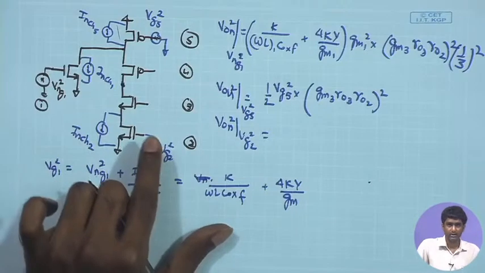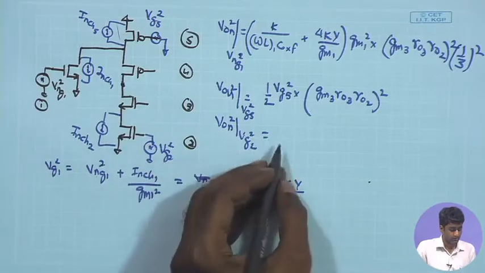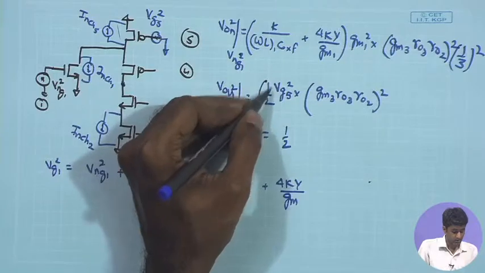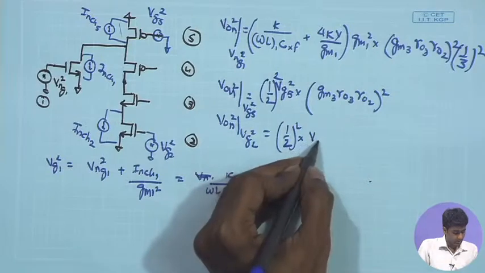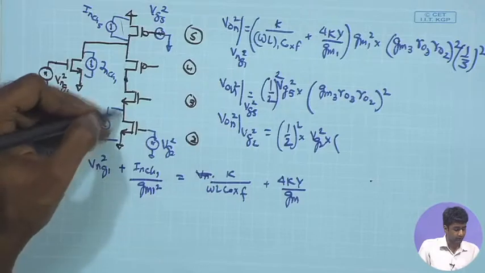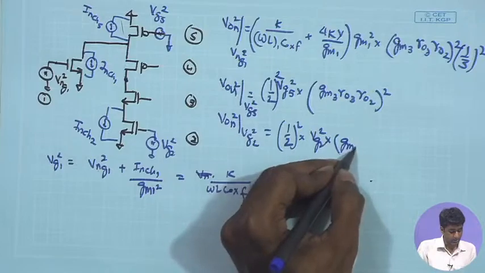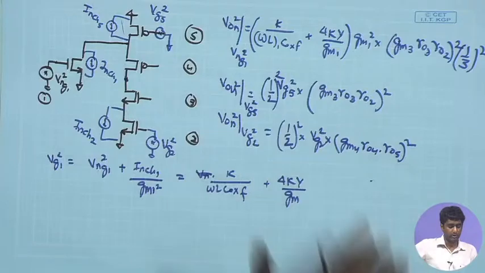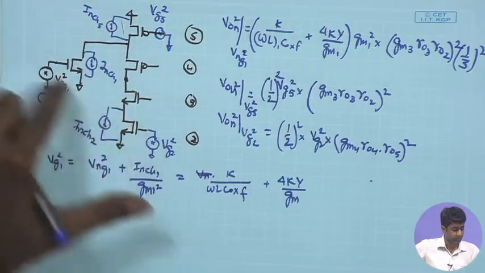Looking at the gate of this M2, I can find out the output voltage over here, which is going to be again 1/2 square times VG2 square times the overall impedance looking up, because remember half of the current goes up and then it gets multiplied by this impedance, which is basically GM4 RO4 times RO5 square. So, this is the overall output voltage because of the contribution of M5, M2 and M1.